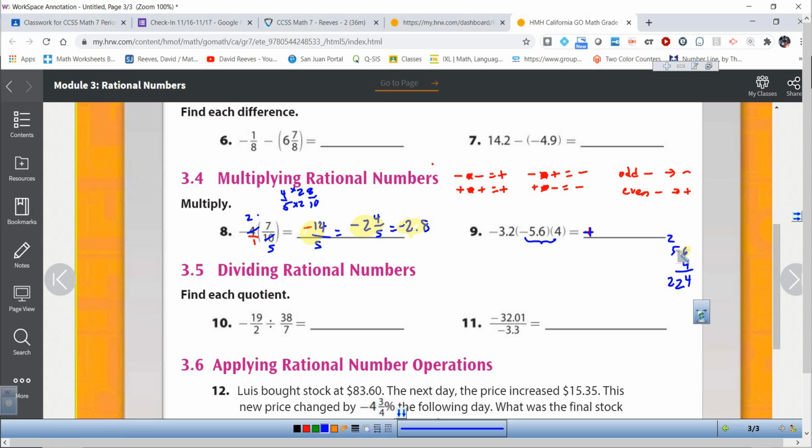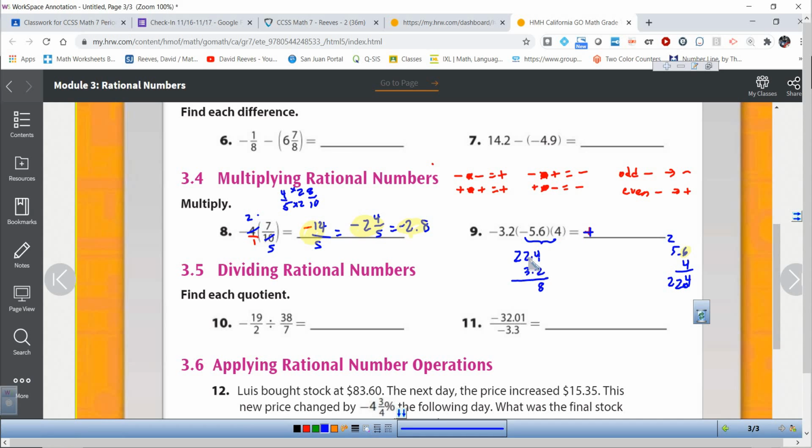All right, this is close to, well, 5 times 4 would be 20, and 6 times 4 would be 24. So I know it has to be between 20 and 24, so that has to be 22.4. So now I'm going to do 22.4 times 3.2. And again, I'm not worried about the signs because I already know it's going to be positive. All right, here we go.